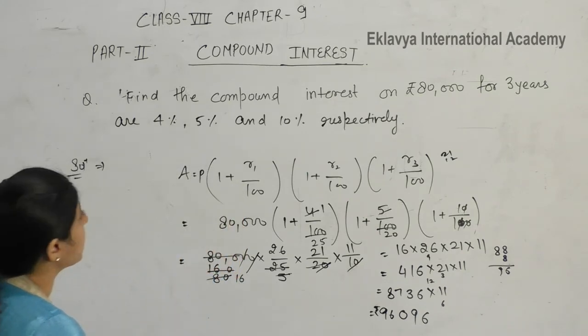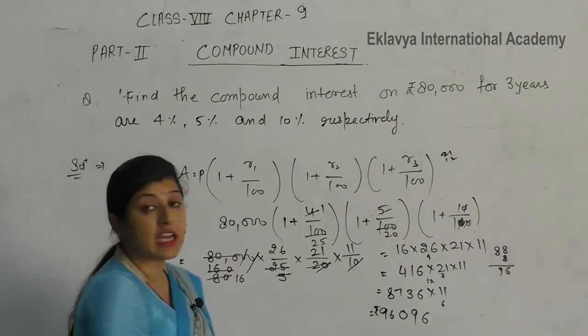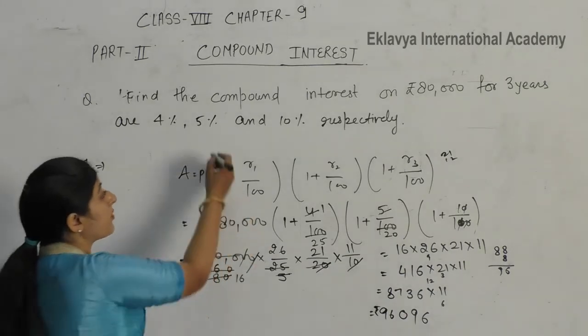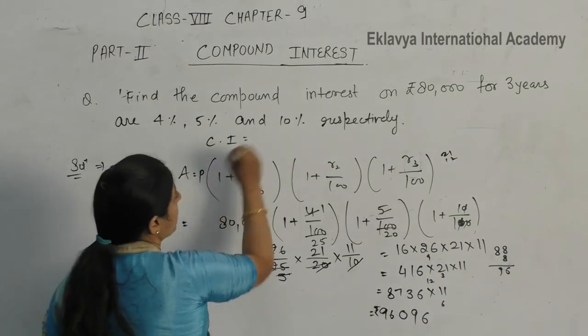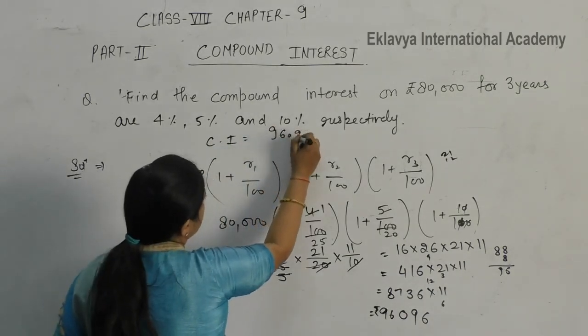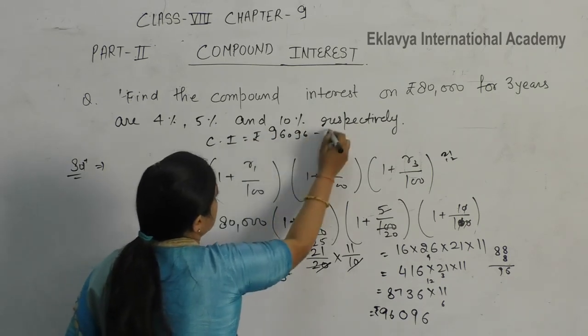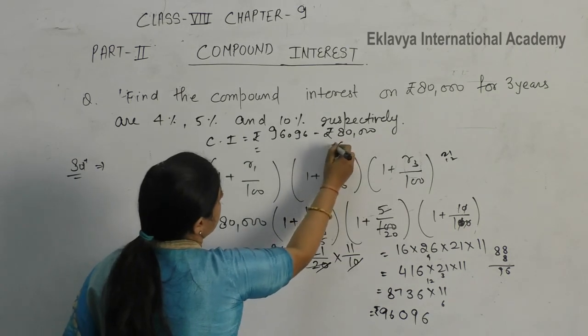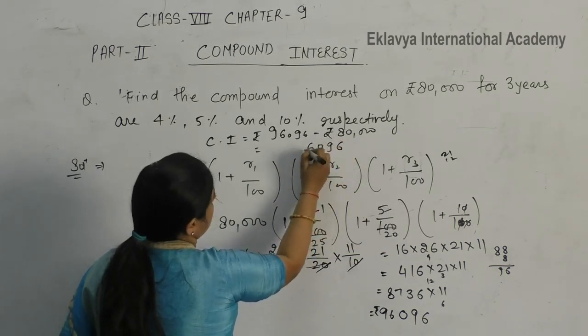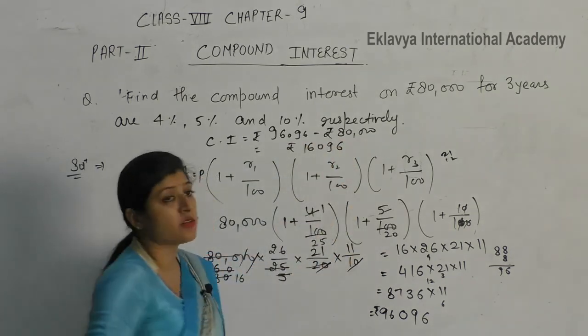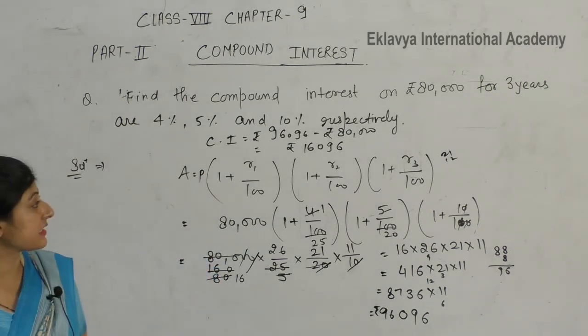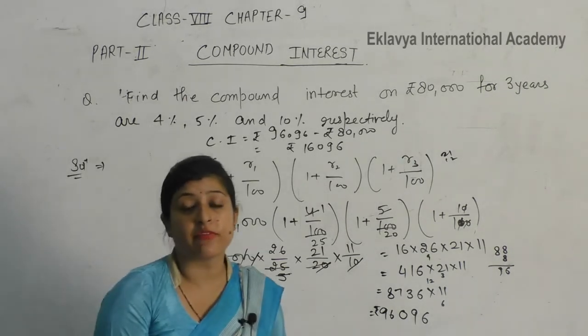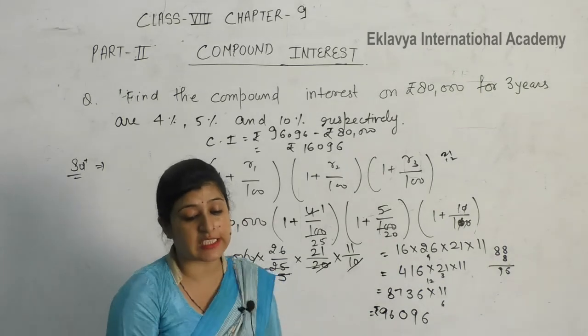Then find the compound interest. This is the amount only. Then what is the compound interest? Compound interest is equal to amount minus principal. Then it becomes rupees 16,096. So this type you can easily solve for compound interest using the formula.